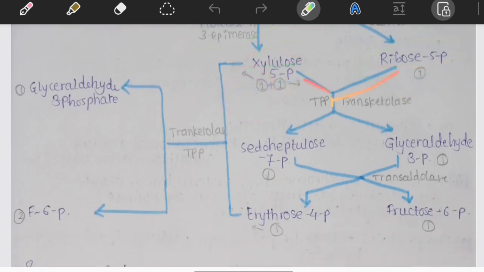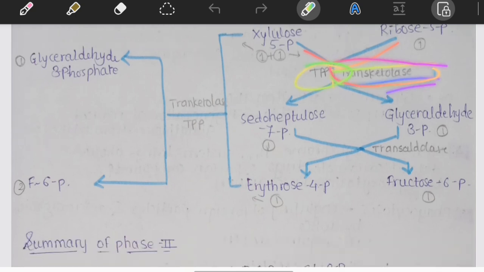Then thiamine is used, and this is the enzyme transketolase. Transketolase requires thiamine. Here it forms sedoheptulose 7-phosphate and glyceraldehyde 3-phosphate, one molecule of each.